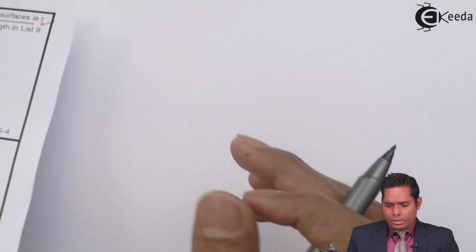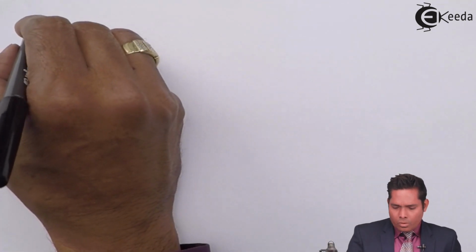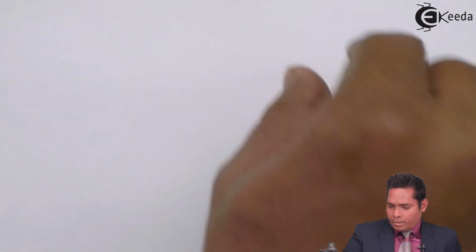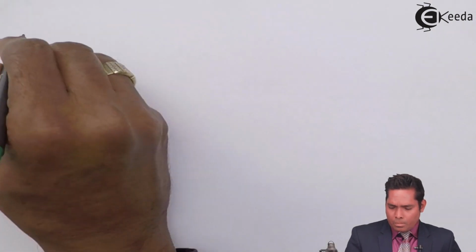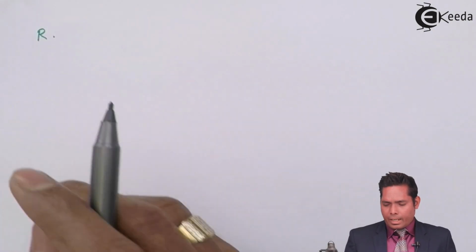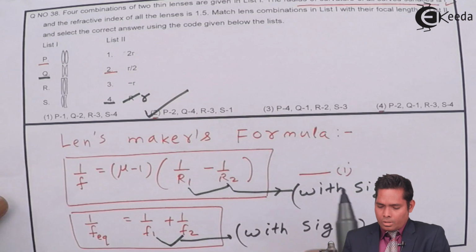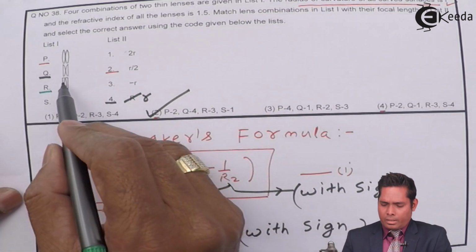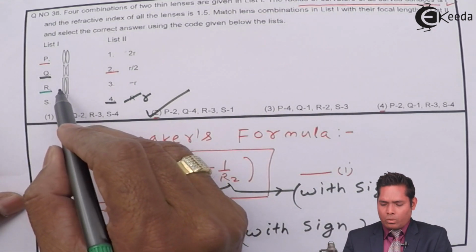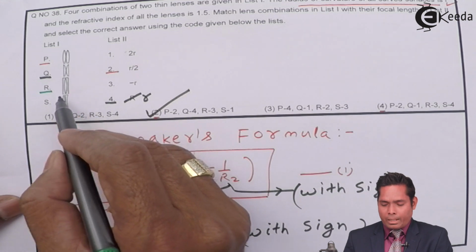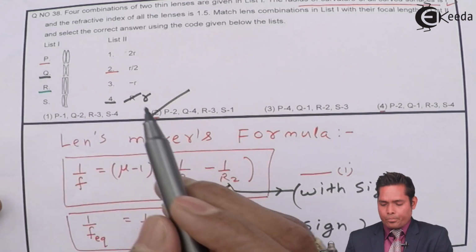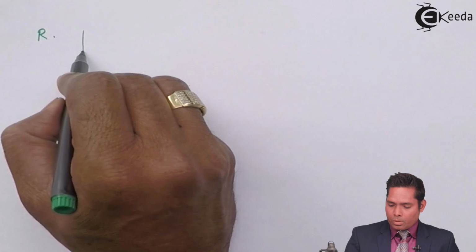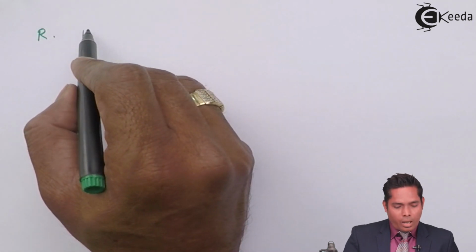Let us see option number R. This option R is a combination of two plano concave lenses. You can see here, option number R is like this.